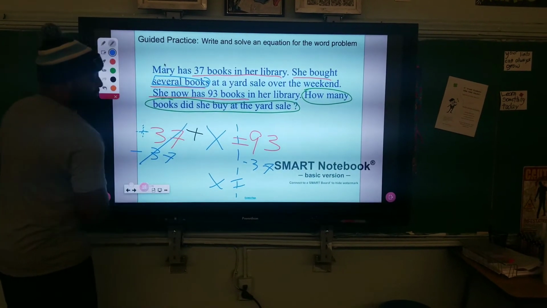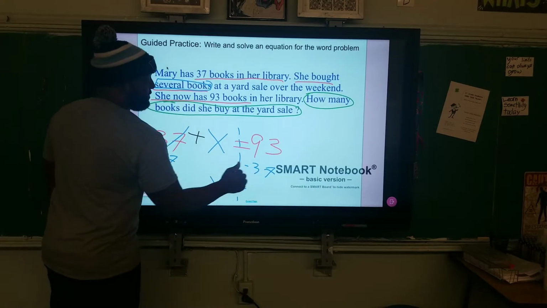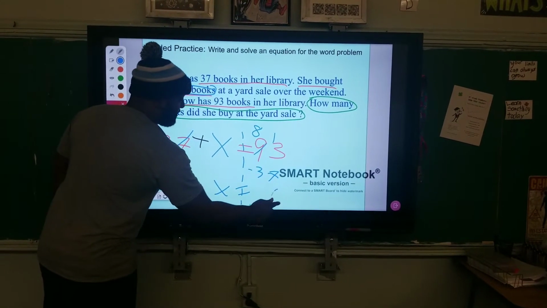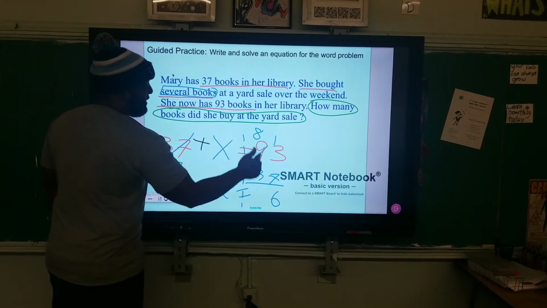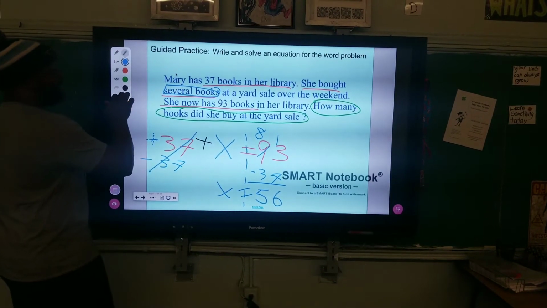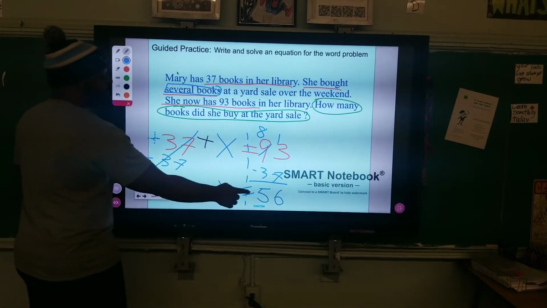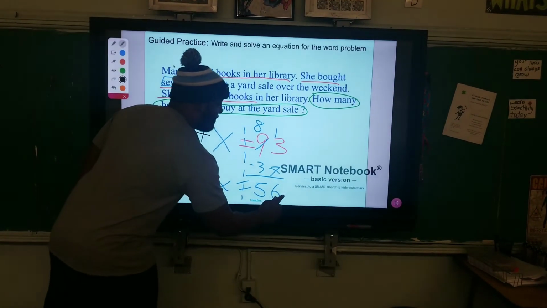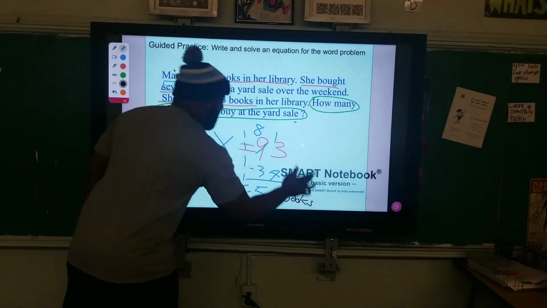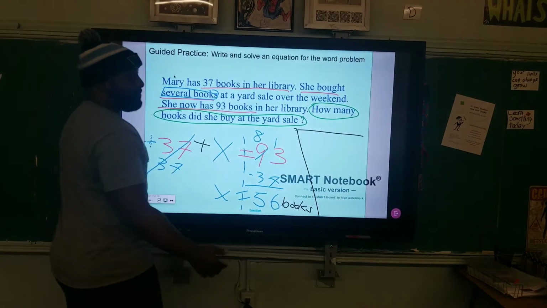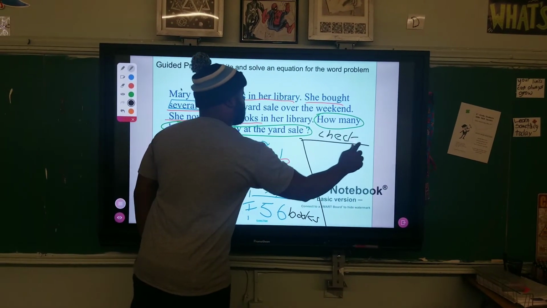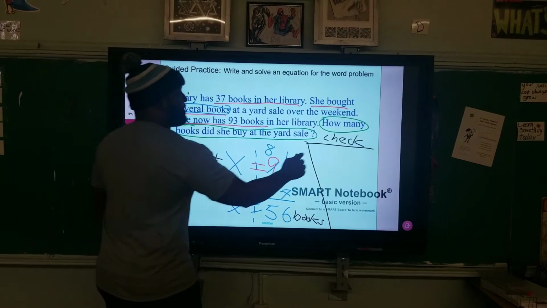And then over here, we have 93 minus 37. We're going to do a little borrowing. 13 minus 7 gives us 6. And then 8 minus 3 gives us 5. So we now think that she bought 56 books. So we're going to label this 56 books. And every time we solve an equation, we've talked about we want to check our work, right? Just to make sure we know we got our answer correct. So we'll write this equation we started with.